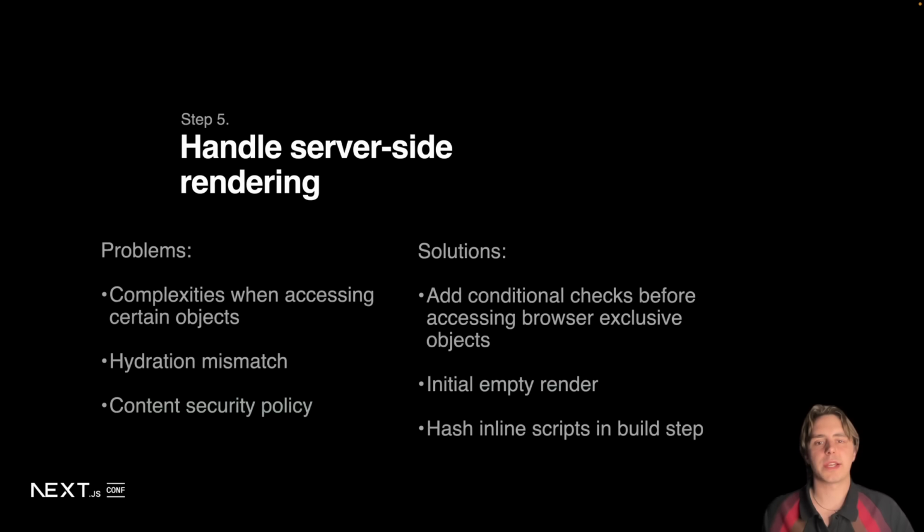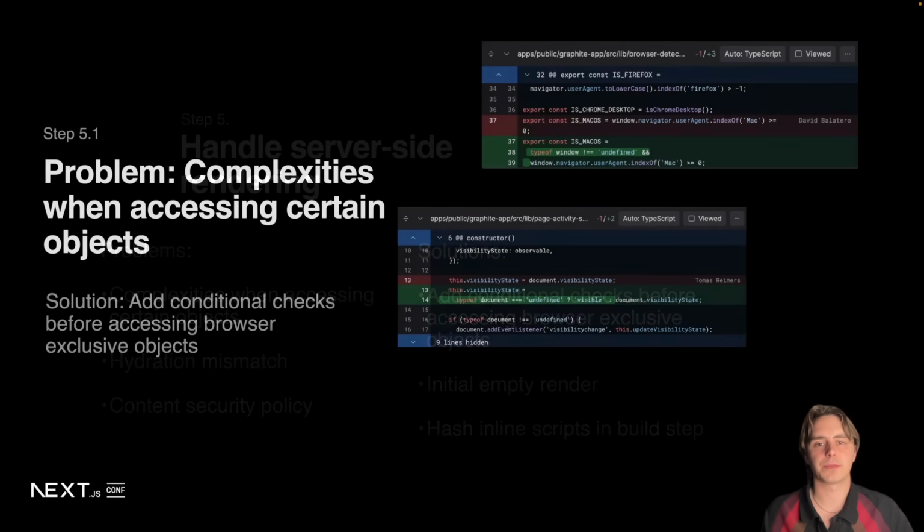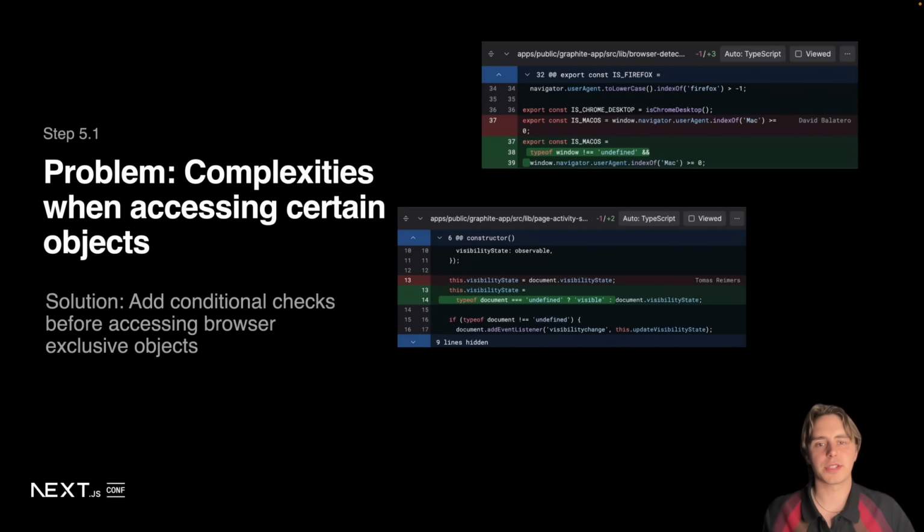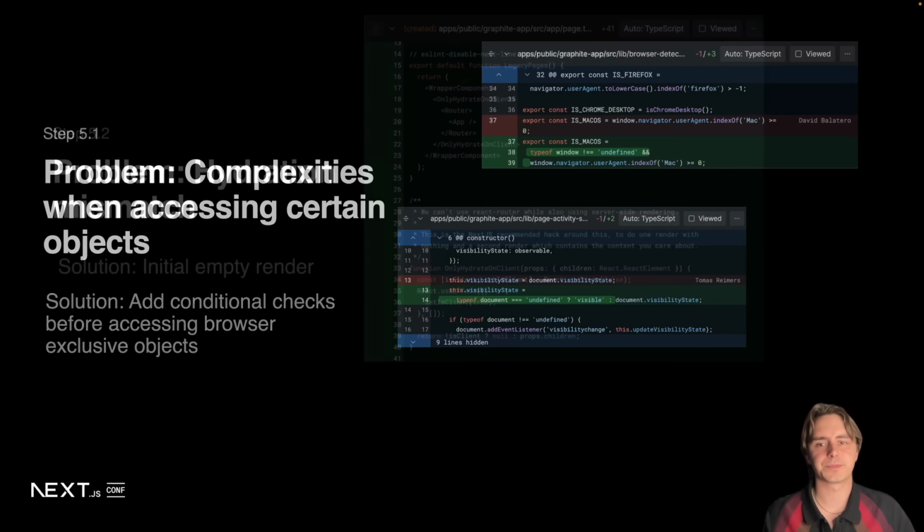The final PR was to handle server-side rendering, or SSR. Let's take a more in-depth look at the problems that SSR introduces and how we got around them. SSR introduces complexities when accessing objects like window and document. We added conditional checks before accessing objects exclusive to the browser environment. This prevented errors during server-side rendering, where JS might try to access window and run into window undefined.